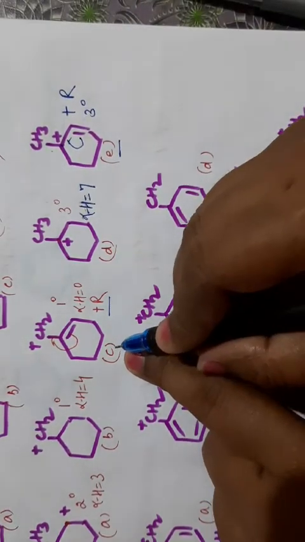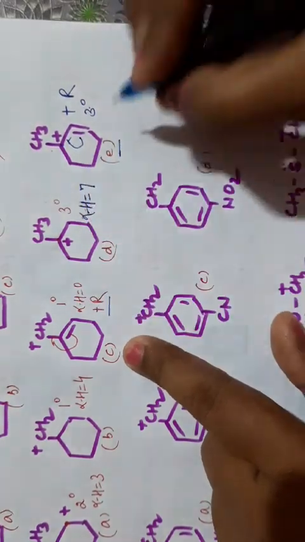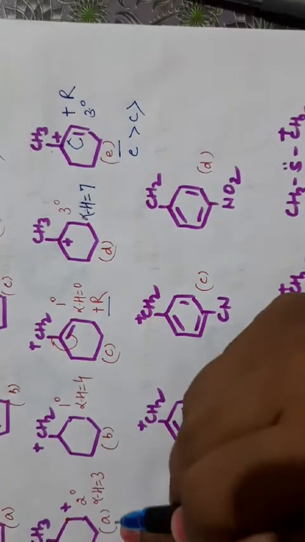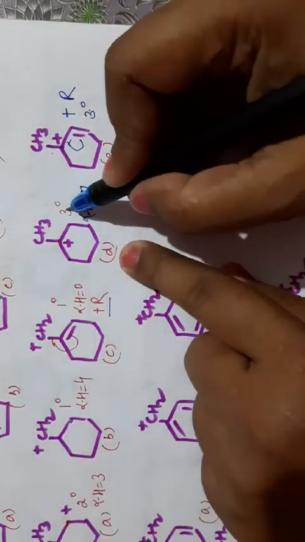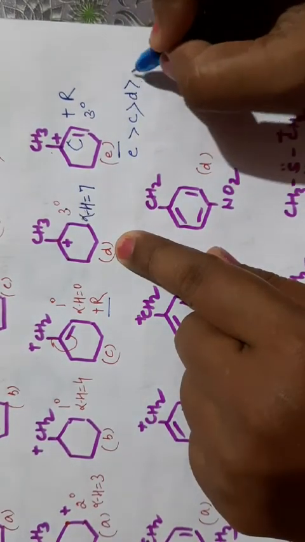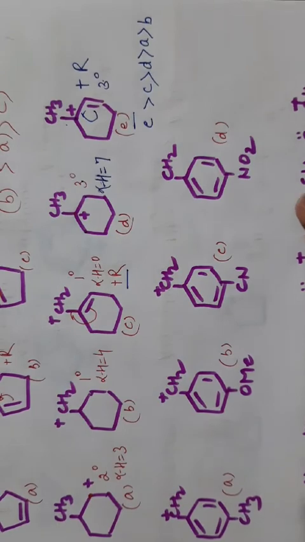Now out of these two structures, it is 3-degree plus R effect, and it is 1 degree plus R effect. So it will be more stable. So first is E, then C. Then A, B and D. Here 3-degree, it is 2-degree, it is 1 degree. So the arrangement is D, A and B. This is the arrangement. Clear?